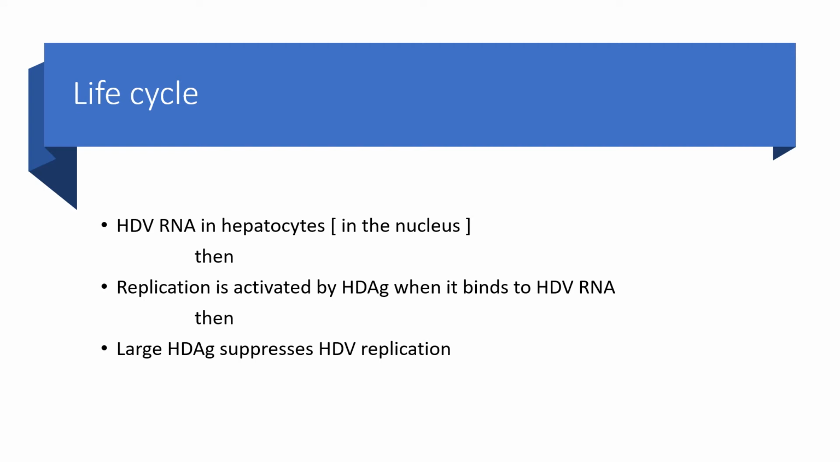The life cycle. Hepatitis D virus RNA is in hepatocytes, in the nucleus, and then replication is activated by hepatitis D antigen when the antigen binds to the RNA of the hepatitis D virus. Then, a large hepatitis D antigen will suppress hepatitis D virus replication.